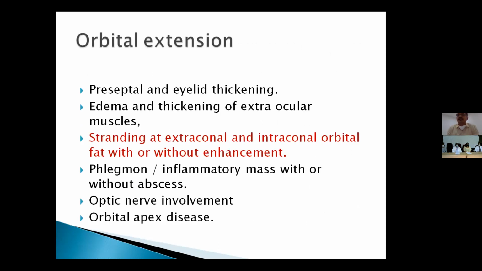CT findings in orbital extension include, as in MRI, preseptal and eyelid thickening. So any soft tissue density or thickening in the preseptal space and eyelid thickening is considered an early sign of orbital extension among the patients. Edema and thickening of the extraocular muscles, and orbital fat stranding with or without enhancement, indicate orbital cellulitis, phlegmon or inflammatory mass with or without abscess formation, optic nerve involvement, and orbital apex disease.